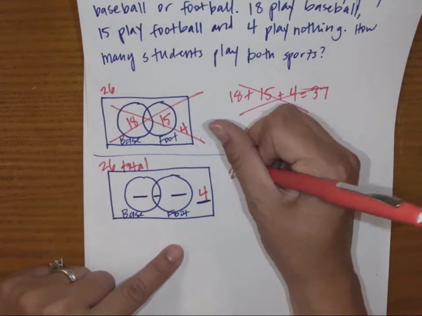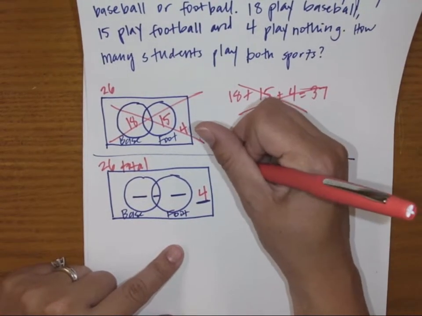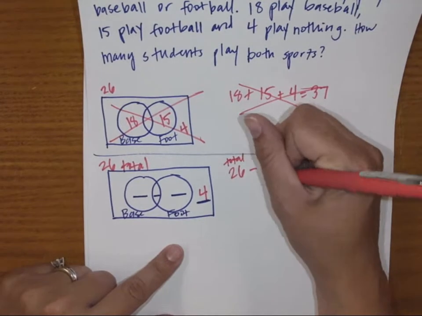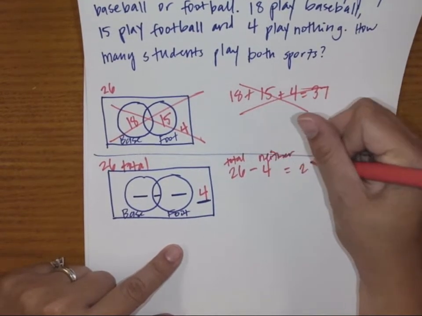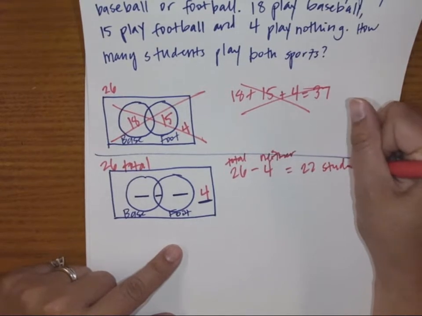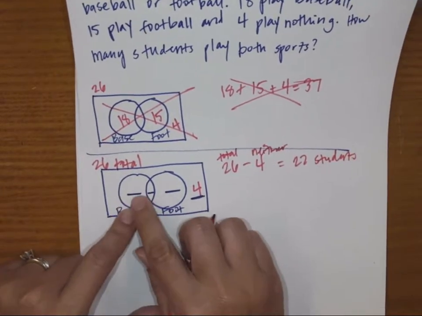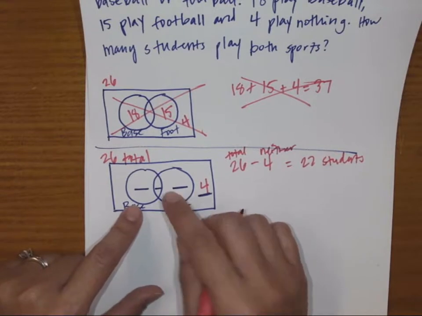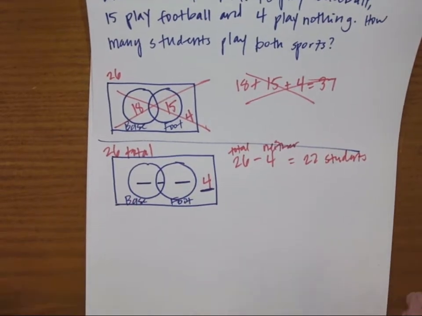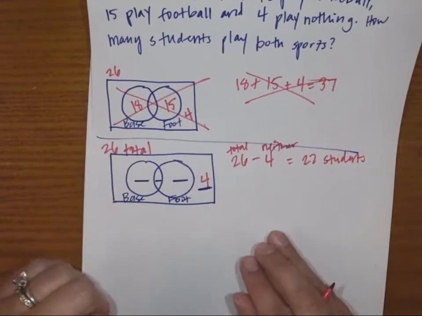Okay, so I had 26 total students. And if I subtract off the 4 that do neither sport, I get a total of 22 students. So there are 22 students that are in these 2 circles added up. Okay, there's 2 different ways to do this problem. I'm going to show you one way and we'll get the answer, and then I'll show you how to do the other way.